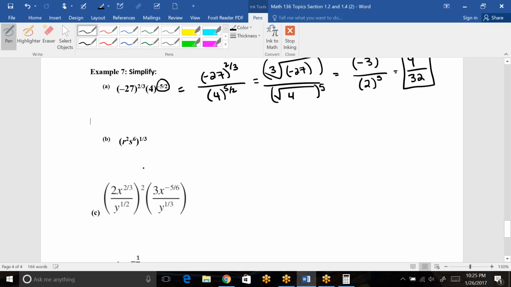Sometimes variables are actually more beneficial to deal with. You still have the power rules here. Since there's no adding or subtracting, I can apply the power on the outside to everything on the inside.